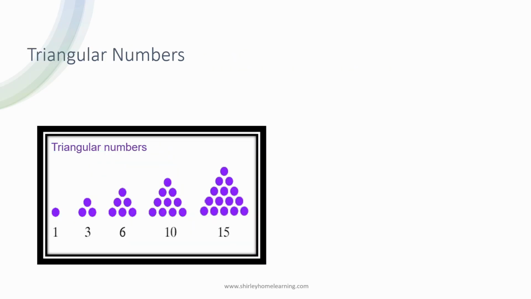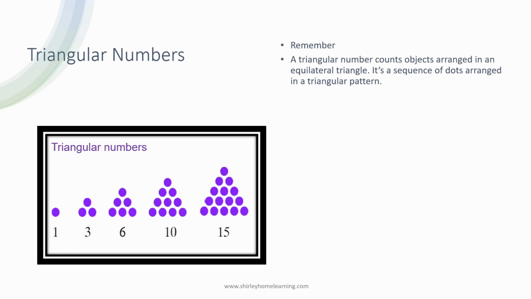The next thing we are going to look at is triangular numbers. So triangular numbers are numbers that count the objects arranged in an equilateral triangle. So it's a kind of a sequence of dots arranged in a triangular pattern. So in the series, you can see this one is the first term and it has got just 1. In the second one, you can see that is the second term, and the number is 3. The third term in the triangular series is 6. And then the fourth term in the triangular series is 10.